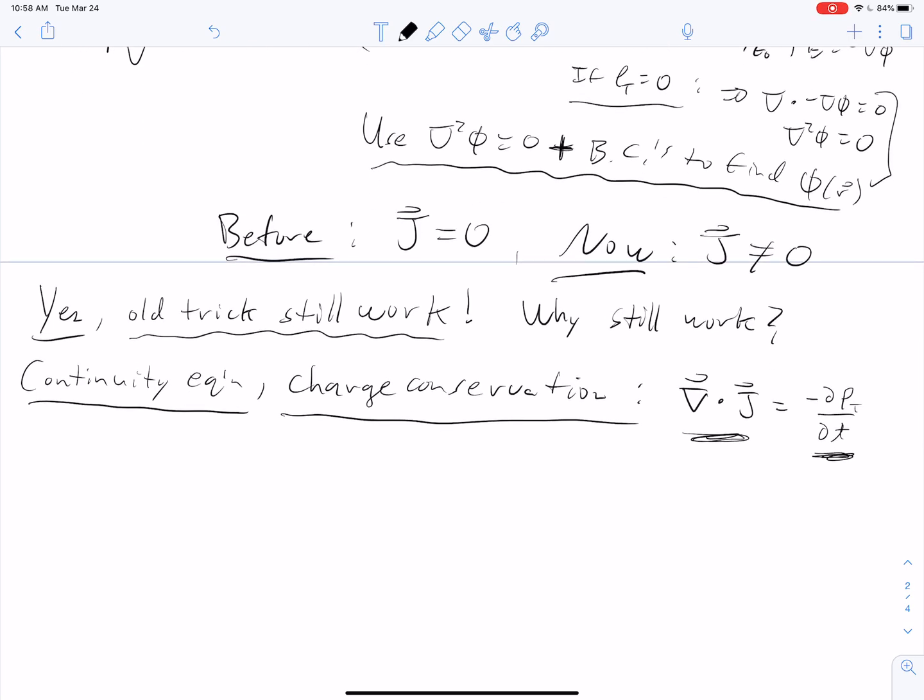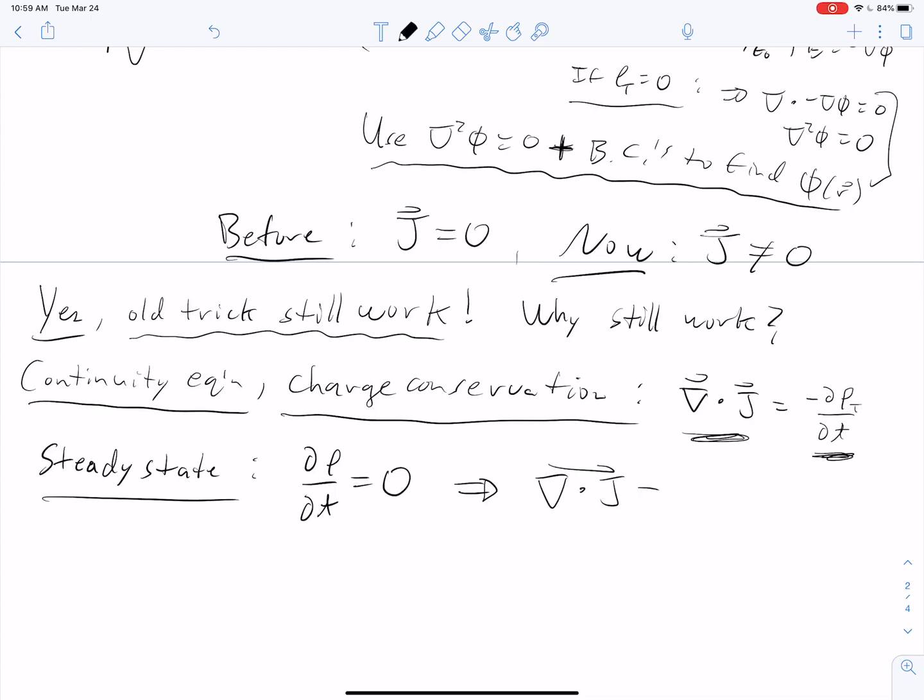But what's happening is that for a steady state situation, like if I have, for example, an electrical circuit where the current is just flowing in steady state, then that means that the rate of change of the charge density has to be 0. It's not changing. So if I have a steady state situation where charge is flowing through a wire, then in that wire the divergence of the current density has to be 0.